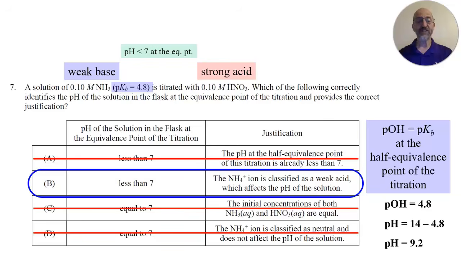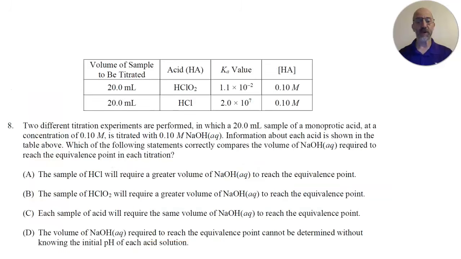All right, let's move on to question 8, which is also a multiple choice question. In question 8, it says, 2 different titration experiments are performed in which a 20 milliliter sample of a monoprotic acid at a concentration of 0.10 molar is titrated with 0.10 molar sodium hydroxide. Information about each acid is shown in the table above. And the question asks, which of the following statements correctly compares the volume of sodium hydroxide required to reach the equivalence point in each titration?